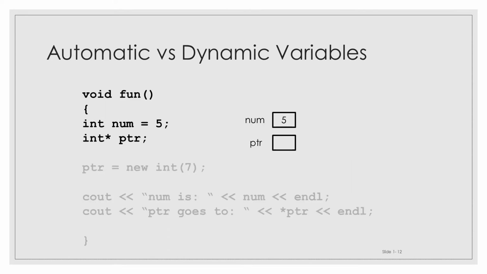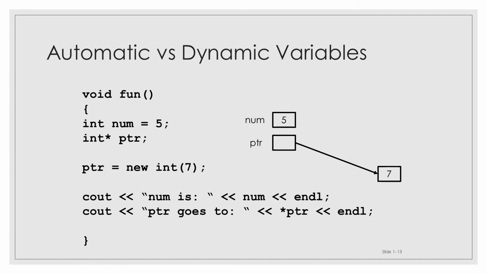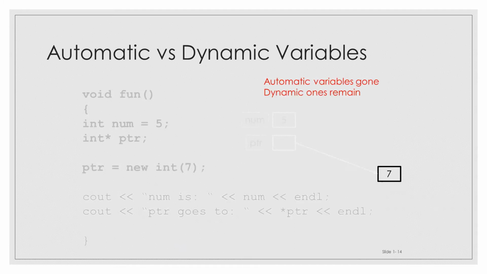Here's an example. We have a little function called fun. We've allocated an integer called num, that's an automatic variable, and a pointer variable called ptr, that's also an automatic variable. They were created at the beginning of the program. As the program runs, we dynamically allocate space and store the pointer in the ptr pointer variable. Once we've done that, we can use that pointer variable for whatever purpose we want, but when the function ends, we have a problem. The space has been stranded in memory.